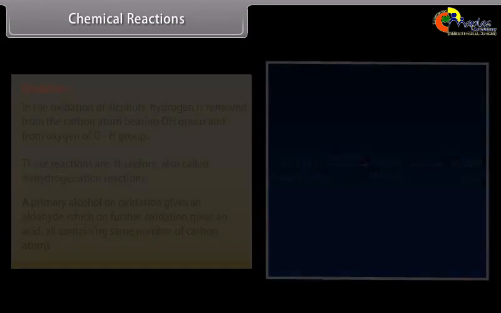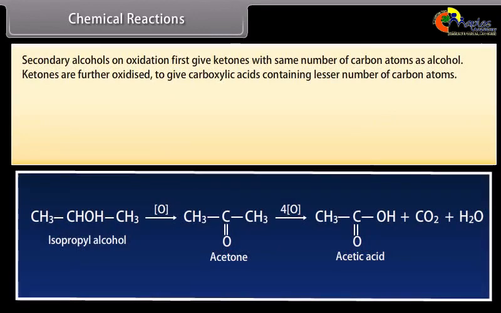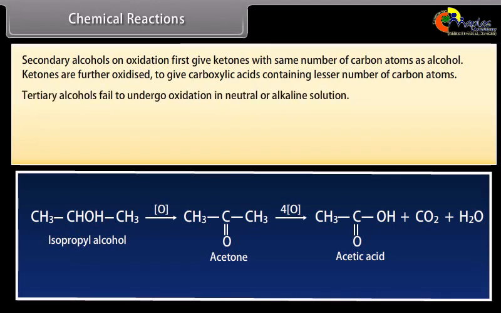Secondary alcohols on oxidation first give ketones with the same number of carbon atoms as the alcohol. Ketones are further oxidized to give carboxylic acids containing a lesser number of carbon atoms. Tertiary alcohols fail to undergo oxidation in neutral or alkaline solution.